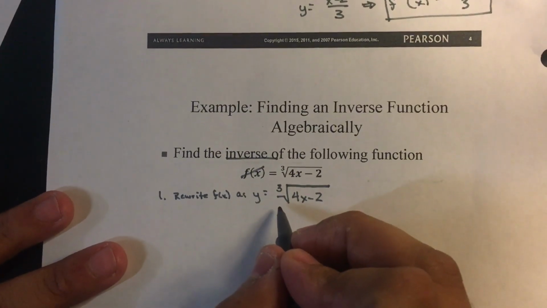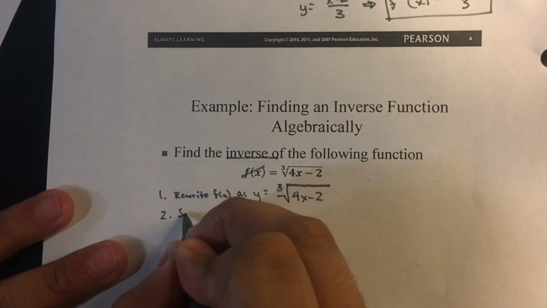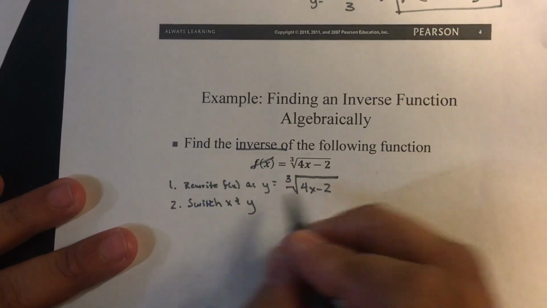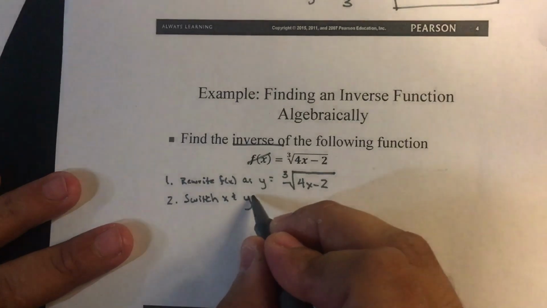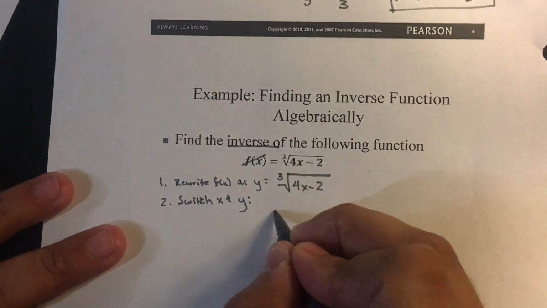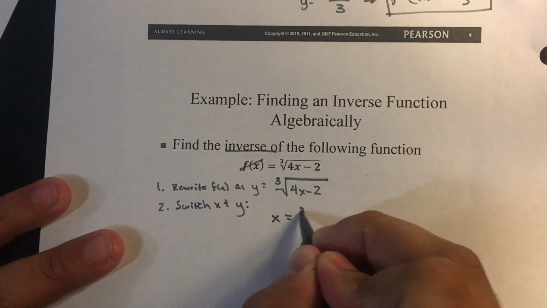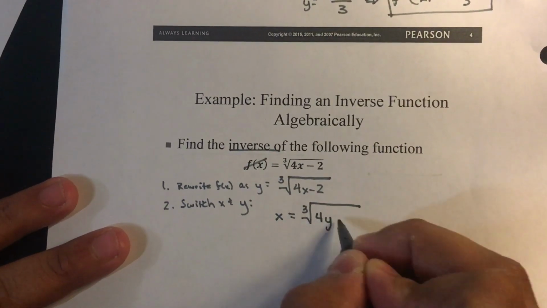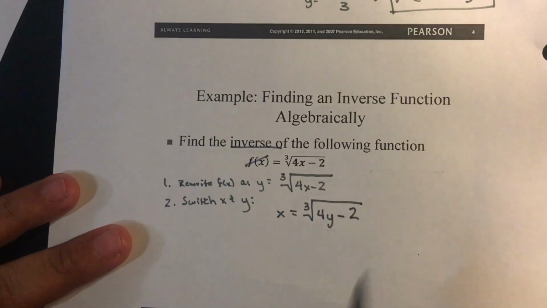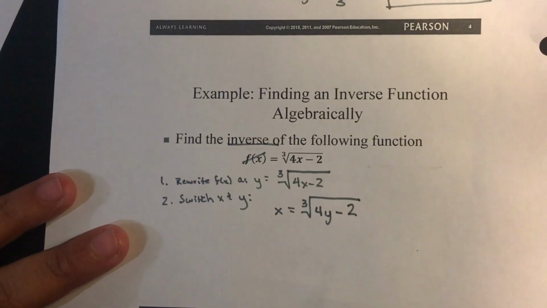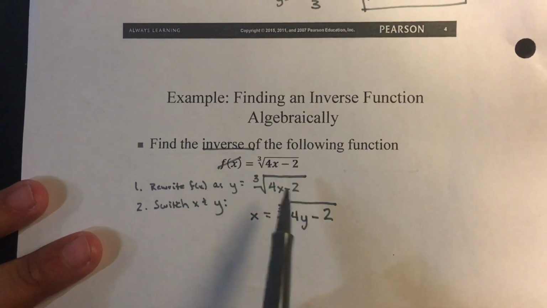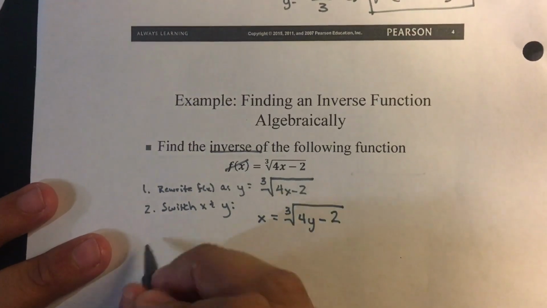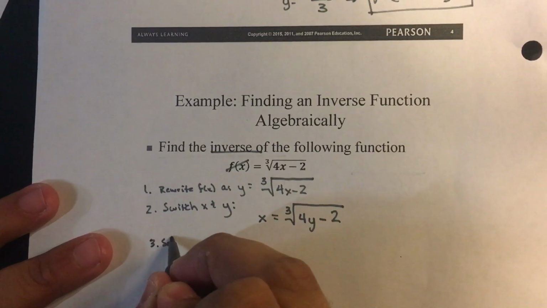And the next step is to switch the x and the y. So here, instead of a y, I'm going to write an x, cube root. 4, instead of an x, I'm going to write a y, and then minus 2. Okay, so again, I rewrote the equation, but I switched them around. And now I'm going to go ahead and do the third step, which is solve for y.